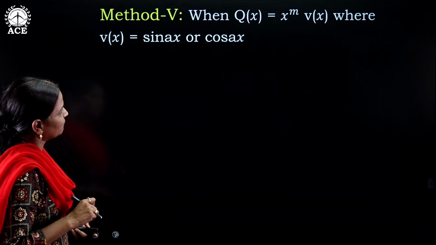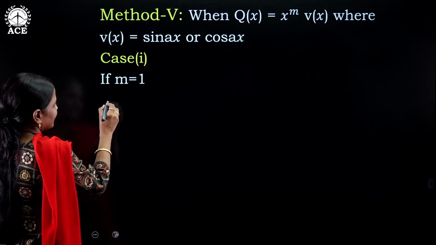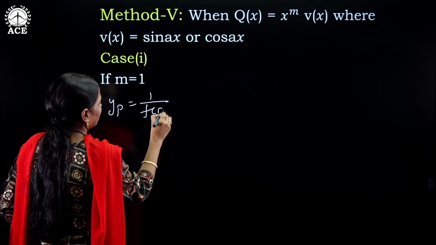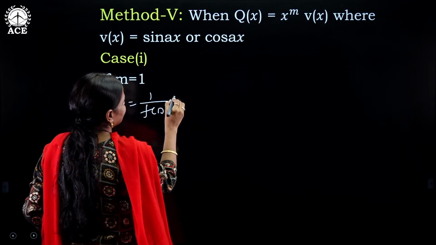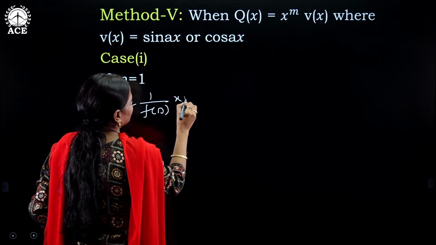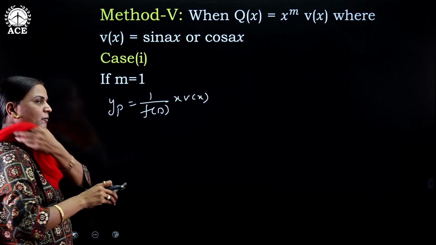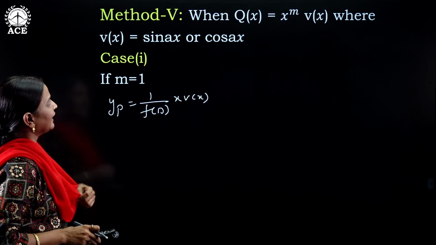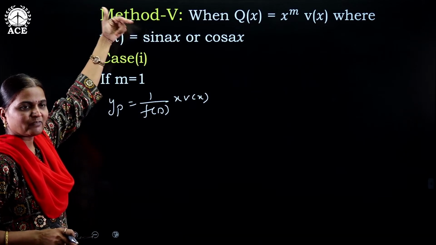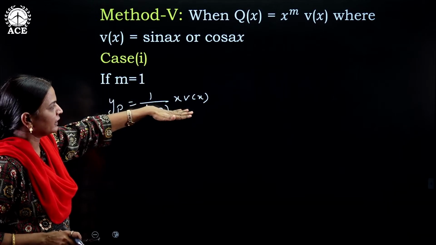Here we have two cases. First case, case 1 is if m is equal to 1. If m is equal to 1, what is the definition of particular integral? yp is equal to 1 by f of D into Q of x. What is our Q of x? Q of x is equal to x power m, m is equal to 1, so x into V of x. So we apply case 1 when m equal to 1 and here V of x equal to sin x or cos x. And if we replace D square by minus a square in f of D and the denominator is non-zero, then only apply this case.